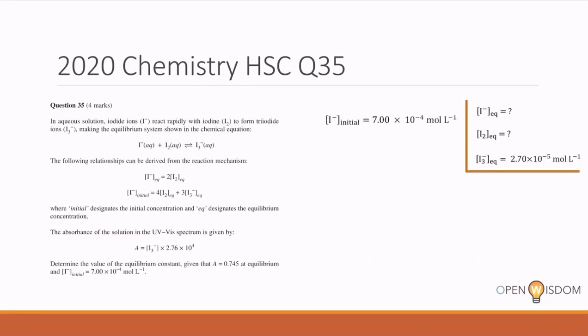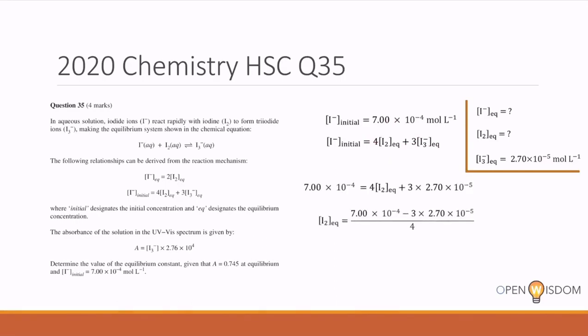Now, we know that the initial concentration of iodide ions is 7 times 10 to the power of -4 moles per liter, because that is given in the question right here. This equation is also given to us, and we can plug in the initial concentration of iodide ions and the equilibrium concentration of triiodide ions, which we just found, in order to find the equilibrium concentration of iodine. So we plug those numbers in, we rearrange the equation, and then we work it out, and you should get this number right here.